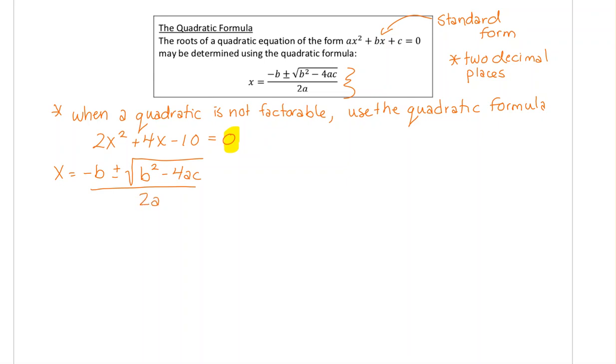Okay, it helps, I think, if you on the side here identify your a, your b, and your c values as a means of keeping the right sign. So our a value here is 2. Our b value is 4. And our c value is negative 10. What we want to do is plug all of those values in now. Well, we're going to have the negative, we're going to substitute in 4 for b, plus or minus, b as we just found is 4, a is 2, and c is negative 10.